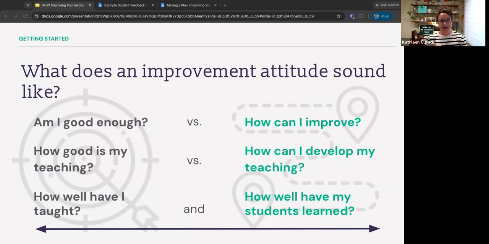And the research tells us that teacher and student feedback that focuses on the questions on the right are more useful in helping us to actually shift our instruction towards being reflective of our own practice, seeing feedback as a formative process, and importantly, taking a student-centered approach. So these questions on the right, how can I improve? How can I develop my teaching? How well have my students learned? Those are the kinds of questions that teachers who are engaged in a growth mindset are asking themselves. And when we ask ourselves those questions on the right, we're identifying our learning goals, and we're thinking about and asking ourselves, how can we meet them?